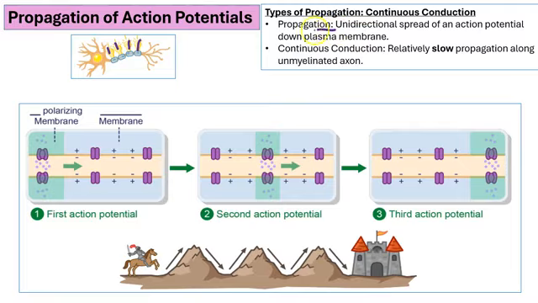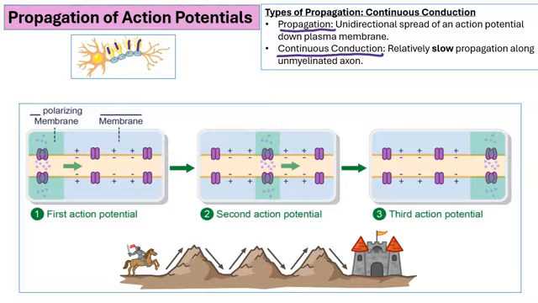Now again, propagation is the unidirectional spread of an action potential down the plasma membrane of the axon. And there are two types of propagation: continuous conduction and saltatory conduction. We're going to talk about saltatory next. First, we're going to focus on continuous conduction. Of course, when we're thinking of conduction, we're talking about conducting electricity because these are electrical signals. But most of the time now, we just say propagation. Just keep that in mind.